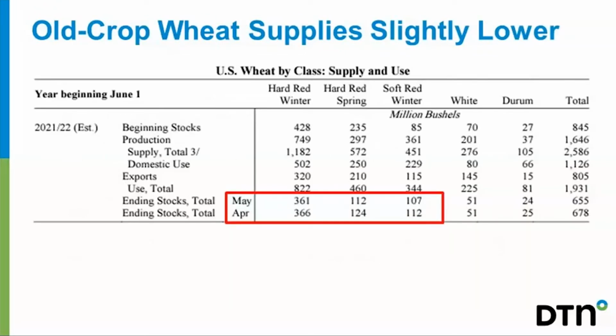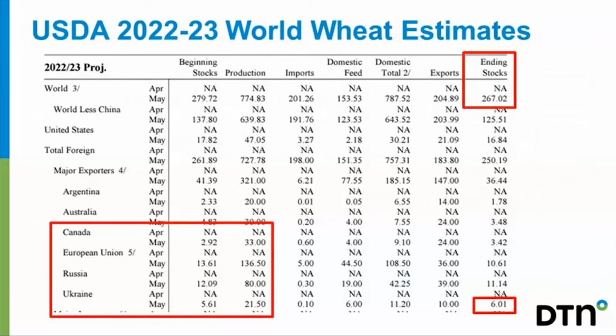Old crop wheat supplies. This is just the breakdown of the different categories, and the ending stocks estimates were slightly reduced for hard red winter wheat, hard red spring wheat, and soft red winter wheat. So a little bit of bullishness spread among all three of those categories. I'll just move on here.